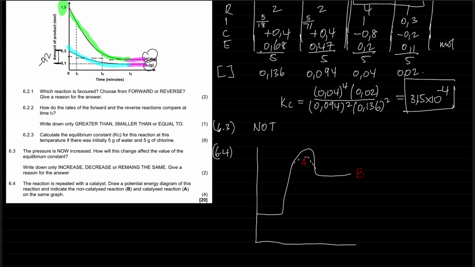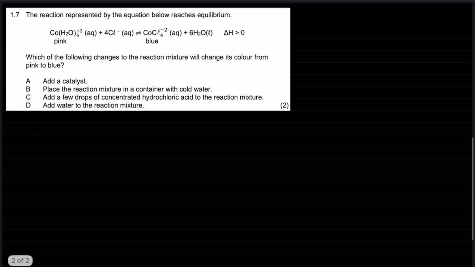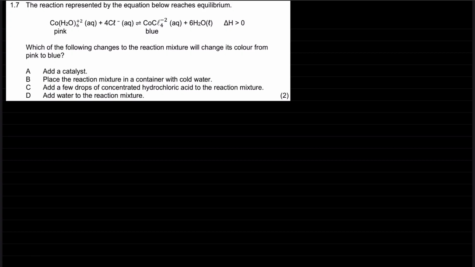Okay. And lastly, before we finish up, let's look at this multiple choice question. The reaction represented by the equation below reaches equilibrium. Which of the following changes to the reaction mixture will change its color from pink to blue? So pink is left side, blue is the right side. We want it to go this way, meaning we want the forward reaction to be favored. So how can we favor the forward reaction? Let's look at the options.